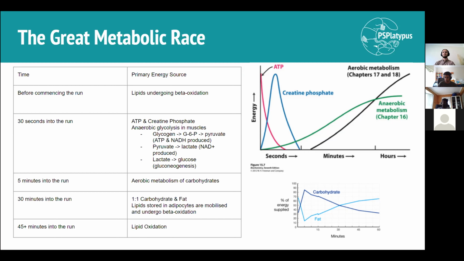And since this is prolonged activity, we want to use the most efficient source of energy, which is going to be lipids. And at this point, it's not going to be the fastest source of energy, but that's fine. So we switch back to lipid oxidation being the primary source of energy into a 45-minute run, which is like a long run.